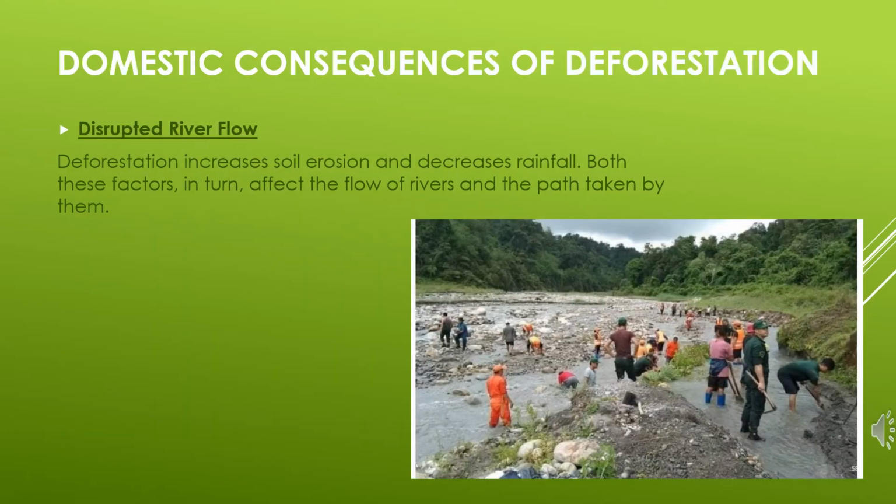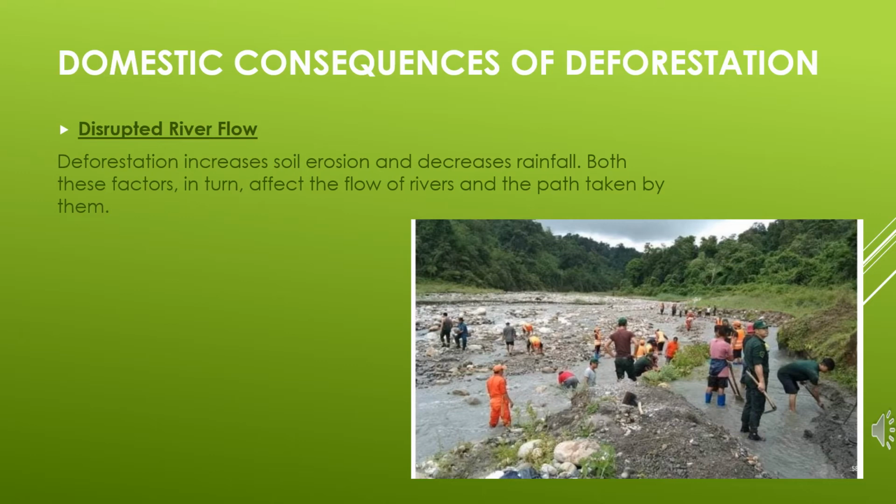Indiscriminate cutting down of trees is called deforestation. So because of this deforestation, we have so many consequences. We have to bear so many consequences. So these consequences are broadly divided into two types: domestic consequences and global consequences. First, we will discuss domestic consequences of deforestation, and these questions are very important, which many times they ask in the board exam. So the first one is disrupted river flow.